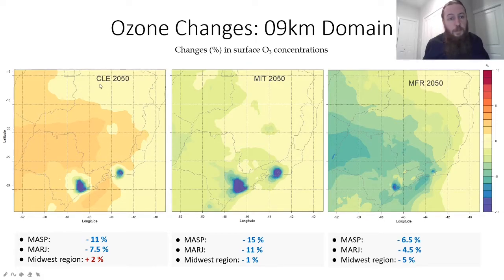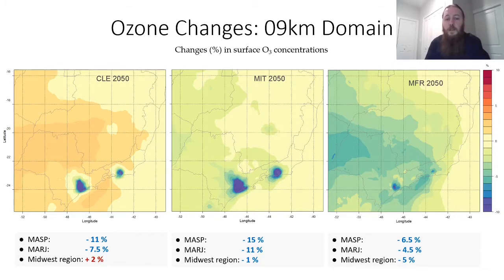So in this first picture, I show you the current legislation changes, the changes due to emissions for the current legislation. So we can see that we have a big area with an increase of ozone concentration. In this area, the increase is 2%. This is consistent with the 36 kilometer domain results. So in the metropolitan area of São Paulo, we have 11% of reduction. The region of Rio de Janeiro, we have 7.5% of reduction.